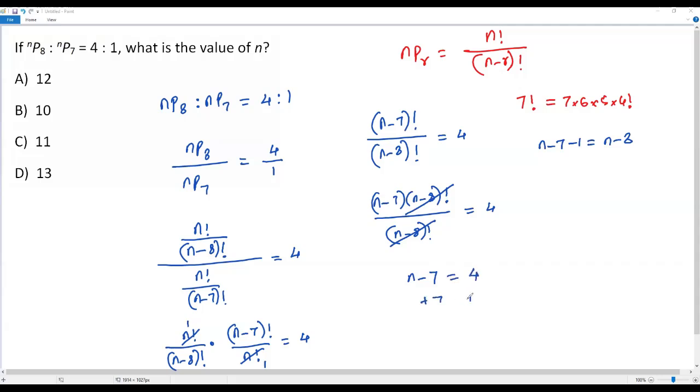Let me add 7 to both sides. When I do so, negative 7 and positive 7 will cancel out. n equals, when I combine this 4 and positive 7, I'm getting 11. In the given equation, I got the value of n. The value of n is 11. We find 11 in answer choice C. The correct answer choice for this question is C.